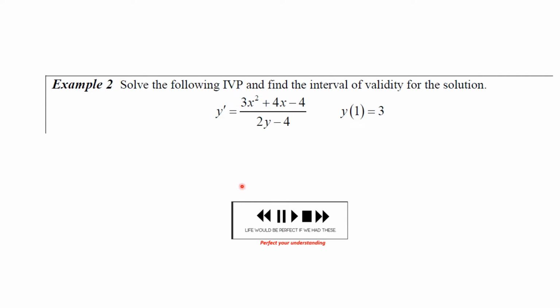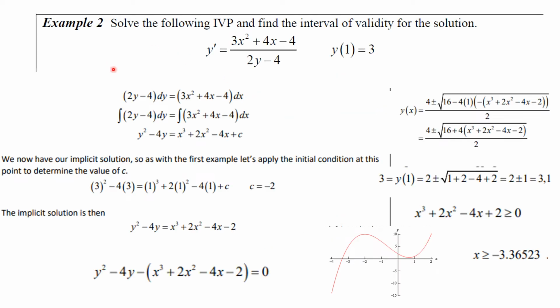So here you're being asked to solve the initial value problem and find the interval of validity for the solution. You know what you should do. Let's see how you did. So we separate variables this way. We integrate both sides, getting this. And we put the constant here. This is a good time to figure out what the constant is, and so if we substitute x to be 1 and put y to be 3, we discover that c has to be minus 2.